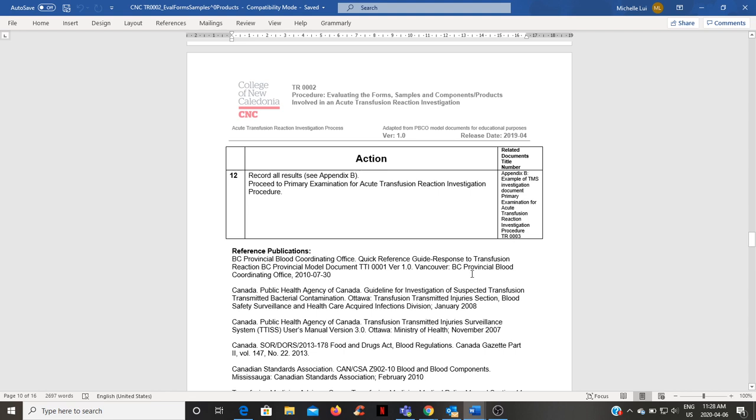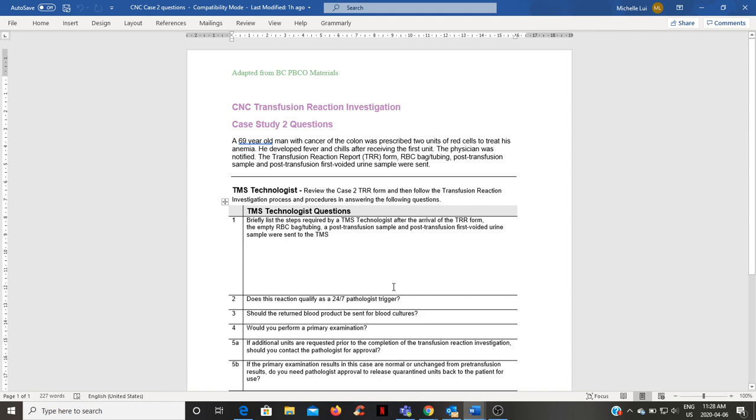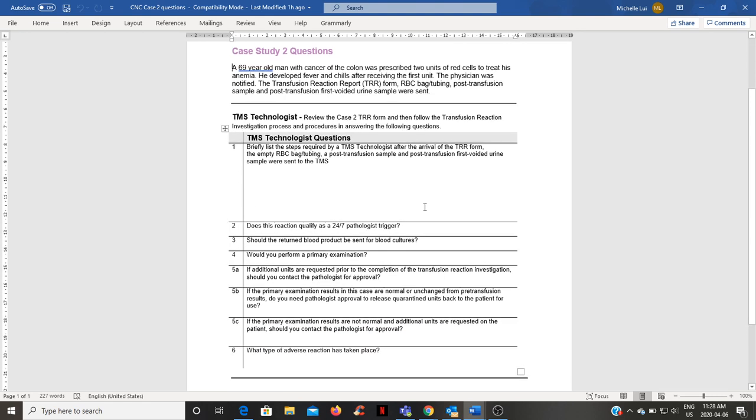So let's have a look at the questions again. Back to number 2. So we've looked at his signs and symptoms reported on the form. Number 1, briefly list the steps. So that's what we just partly went through. We're not done yet. Does this reaction qualify as a pathologist trigger? No, we didn't find we had to call a pathologist, so that's a no. Number 3, should the returned blood product be sent for blood cultures? That's where we just left off. So that answer is a no.